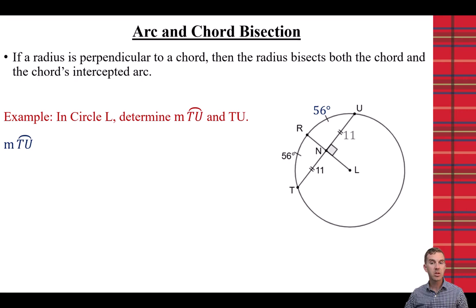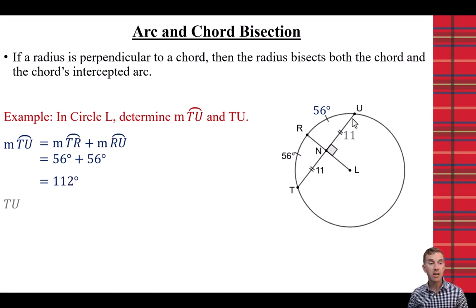So now let's talk about the measure of arc TU. TU goes from T all the way to U. So that's going to be the sum of my two smaller arc measures. That's 56 plus 56, which is 112 degrees. Now let's look at TU. TU will be the sum of my two smaller segments. That's TN plus NU. That's 11 plus 11, which is 22 units.